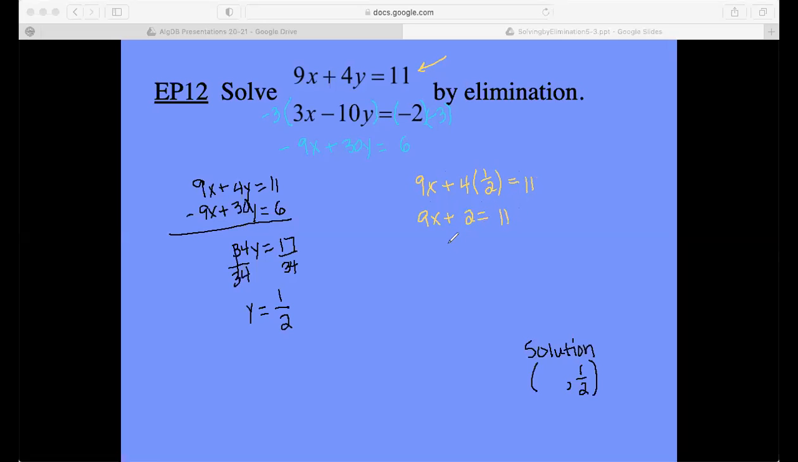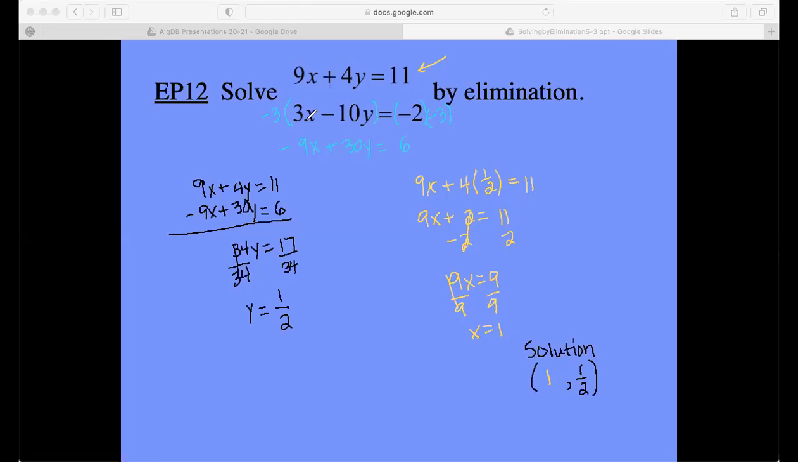I keep solving. I subtract 2 from both sides. And I get 9x is equal to 11 minus 2, which is 9. Divide both sides by 9. And I get that x is equal to 1. And I put that on my solution, right? I can double check. 9 plus 2, right? Half of 4 was 2. 9 plus 2 is 11.